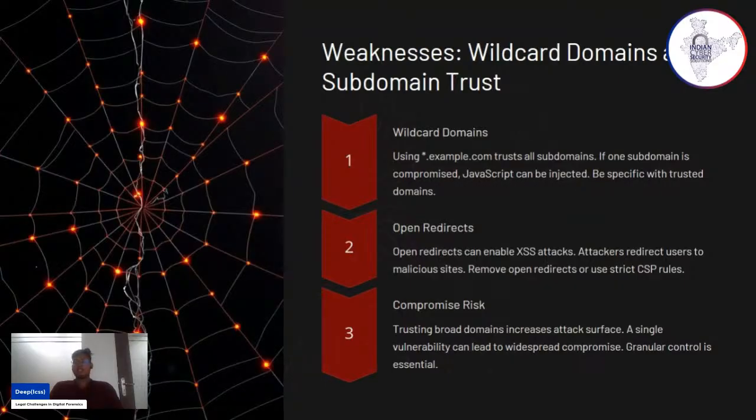That is why we need to strictly implement these CSP rules, because if the website has no CSP rules implemented, then a black hat hacker might be able to perform this vulnerability chaining attack. Compromise risk: trusting broad domains increases the attack surface. We all know that in the current scenario a normal website has 10 to 20 subdomains, which also increases the attack surface. A single vulnerability can lead to widespread compromise, so granular control is essential.